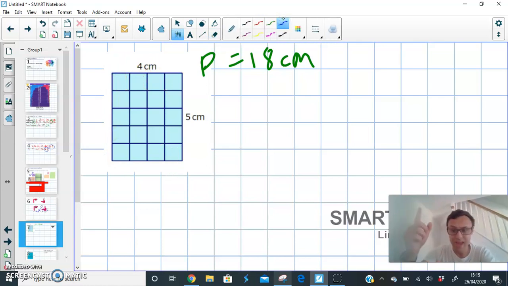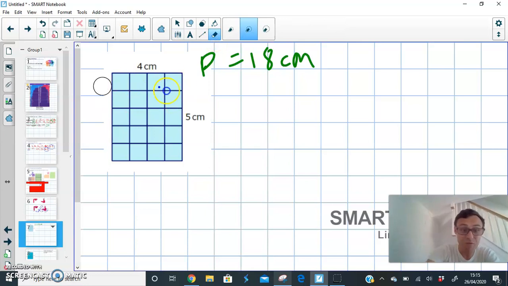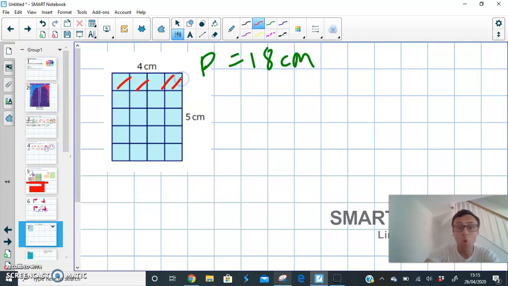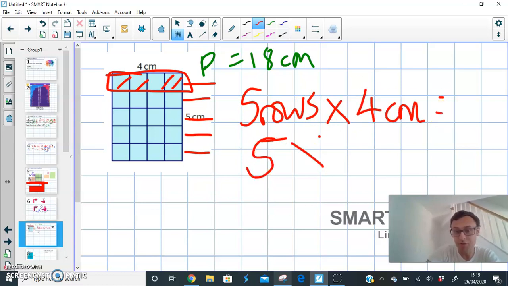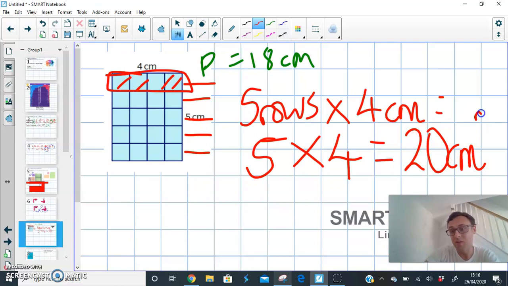Okay, well, you know that the area is the space inside the shape, but surely there's a quicker way than counting every time, surely. Well, yes, there is. Okay, we know that here we've got 1, 2, 3, 4, a row of 4 centimetres there. And how many rows do we have? Well, we've got 1 row, 2 rows, 3 rows, 4 rows, 5 rows. So we've got 5 rows, each of 4 centimetres. So actually we can just do 5 times by 4, which we know is 20 centimetres squared.